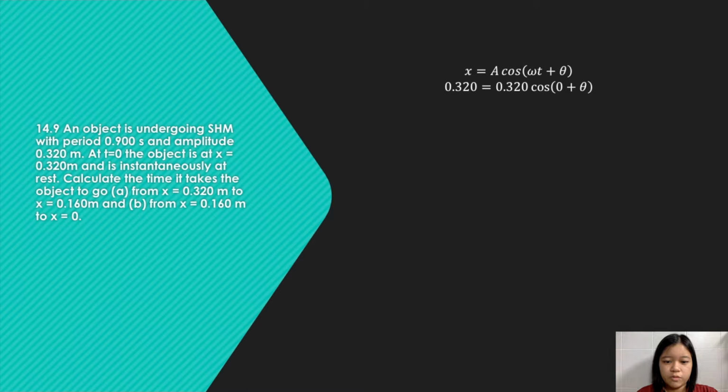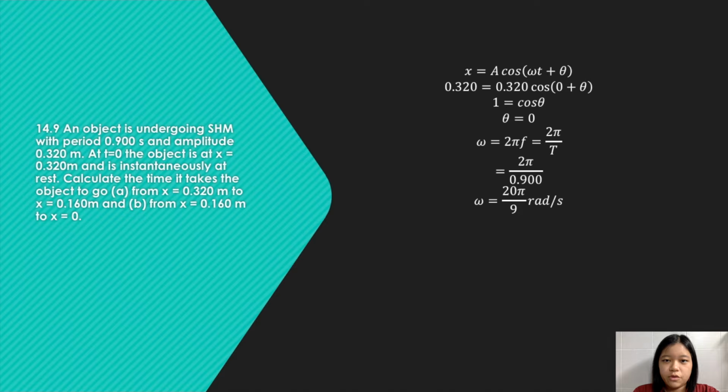So we'll be left with 0.32 equals 0.32 cosine 0 plus theta. So 1 equals cosine theta, and therefore theta will be equal to 0. So next, to find omega, we'll be using this formula, 2 pi f, or since we're given period, it's 2 pi over T, since we know f is 1 over T. And so we'll substitute the values, and we'll get omega equals 20 pi over 9 rads per second.